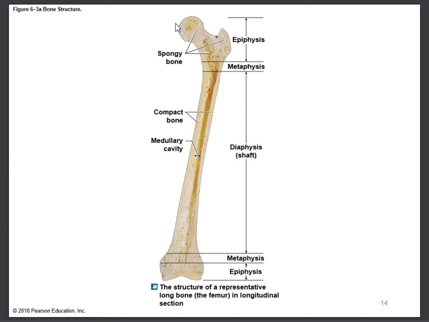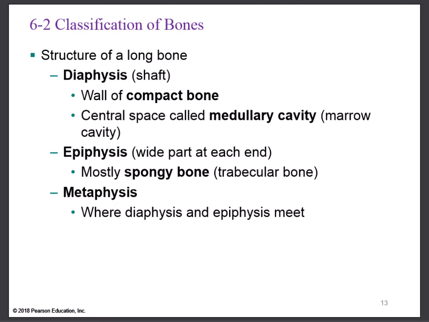Same thing up here. If you take a look, all this kind of looks like a dry sponge. All of this is spongy bone. There's a thin layer of compact bone on the outside, and that gives it some strength. But this is the spongy bone in here. So the epiphyses has a thin layer of compact bone, but it's mostly made up of spongy bone. And then know that the epiphyses is always going to be the ends of the bone. It's the wide part at each end.